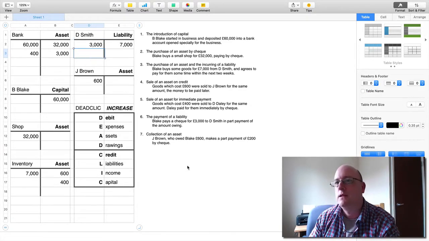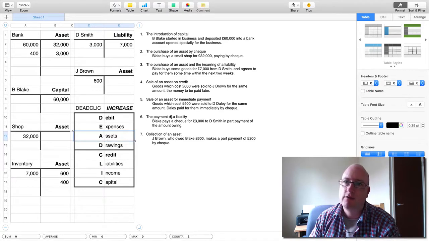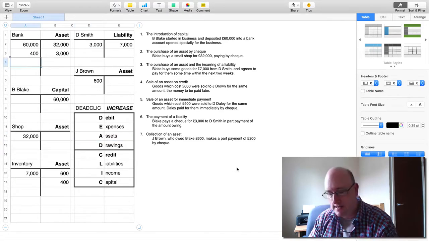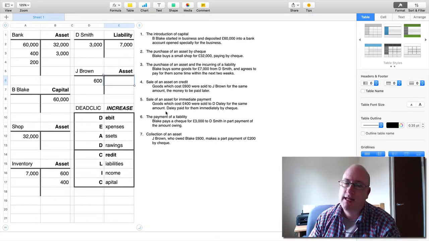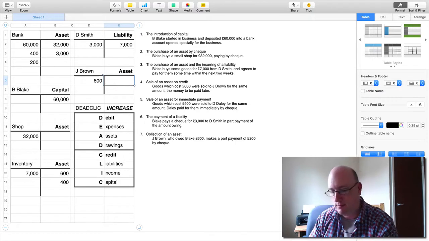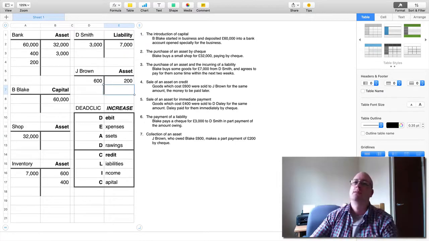And the last transaction, collection of an asset. J. Brown, who owed Blake £600, which is there, makes a part payment of £200 by cheque. So £200 come into our bank account to increase the bank account. An increase in asset is a debit. So the bank account has now got £200 more in it. But J. Brown's account, he's also an asset, but we're decreasing the value of his account because he's paid us some money. Asset increases debit, we're decreasing it, so it's a credit. So I'm going to put £200 in there.